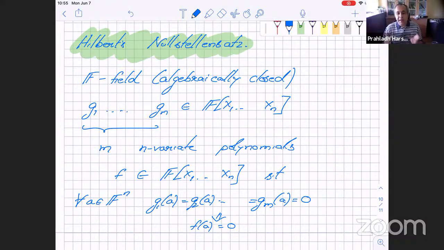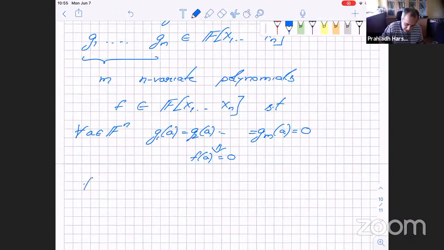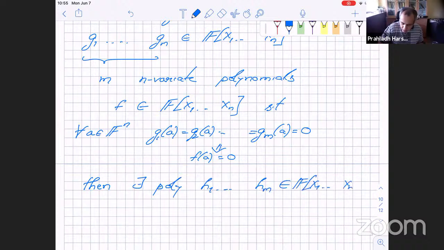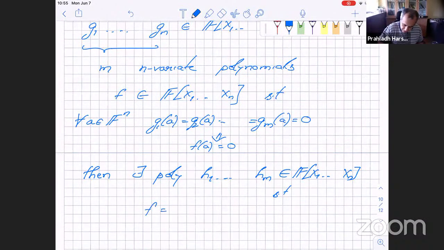Of course, if f can be written as a combination of the gi's, this is true. Hilbert's Nullstellensatz says this is the only way it can happen. What it says is, then there exist polynomials h1, h2, ..., hm in F[x1, ..., xn] such that f is the summation of gi times hi.